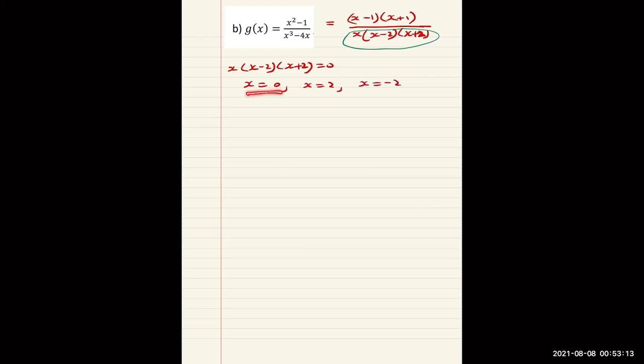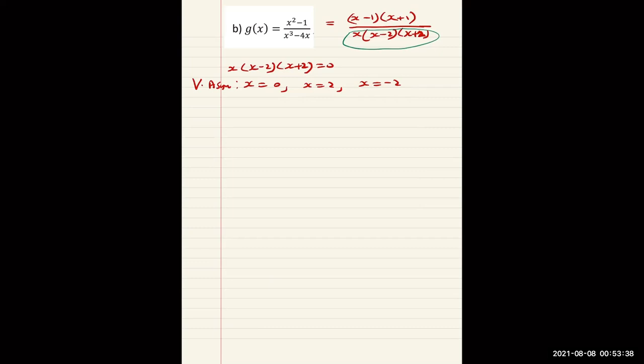So are all these going to be vertical asymptotes? Yes, because none of these numbers would make your numerator 0. If that is the case, all these are going to be vertical asymptotes. Okay, our vertical asymptotes are these. At each of these x values, you are going to have a vertical asymptote.